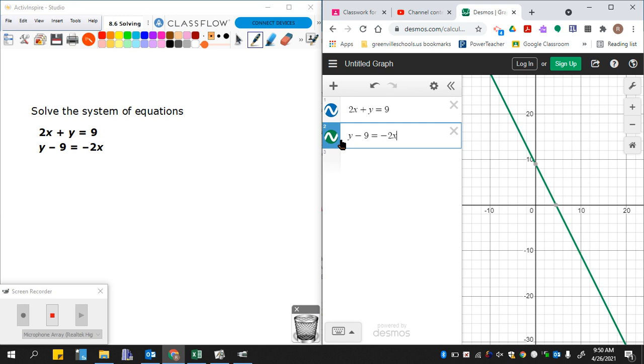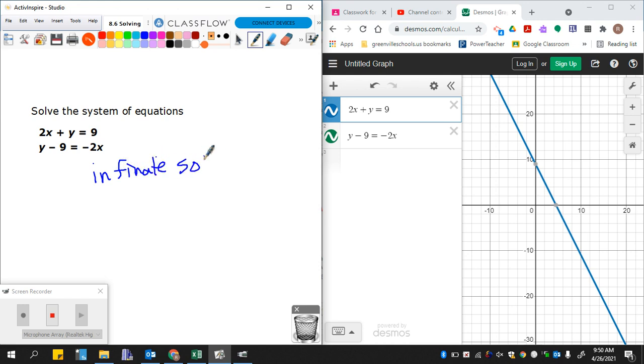Well, but look, that shows a green line there. But if I click over here, that shows a blue line. So green line, blue line. That is the same exact line. It's just a different way of writing the same exact equation. So this has an infinite number of solutions.